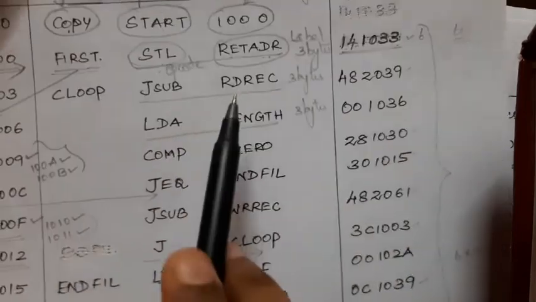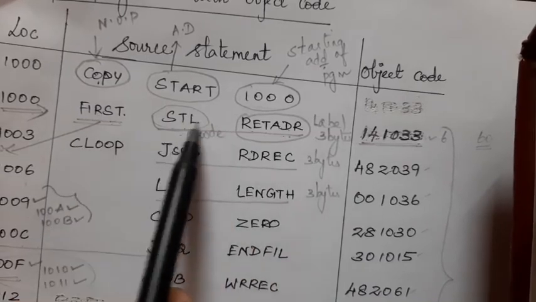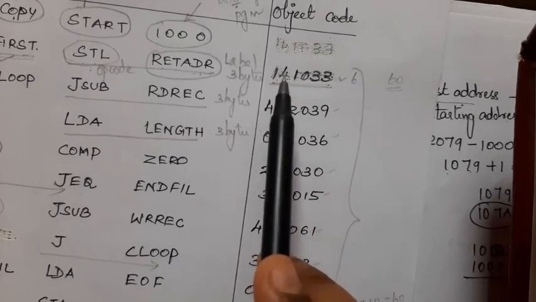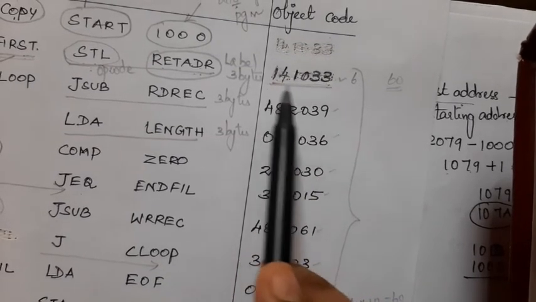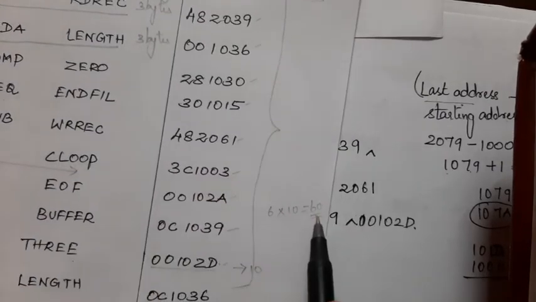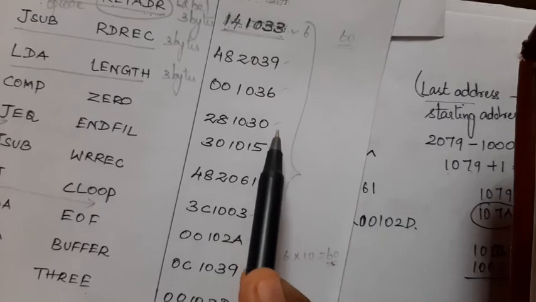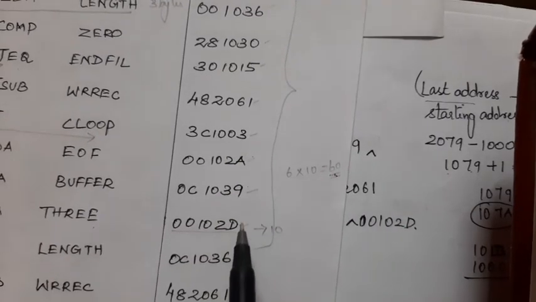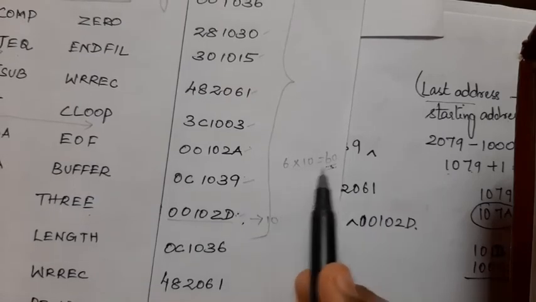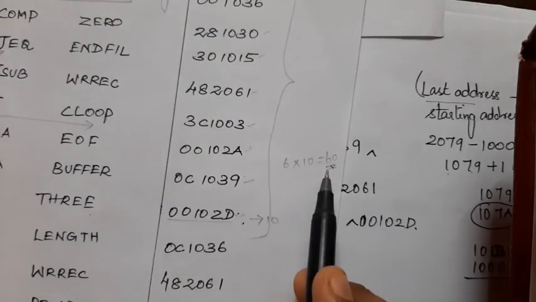So we have generated the first object code, 141033, for the first instruction, STL RETADR. Okay, so this is 6 digits. 1 2 3 4 5 6. So if it is 6 digits, with 10 object codes we can accommodate 60 spaces. So first record, second, third, fourth, fifth, sixth, seventh, eighth, ninth, 10. Till here, if we write the object code in the text record, we will be occupying 60. So 6 digits into 10 object codes, 6 into 10, 60 spaces we can occupy.